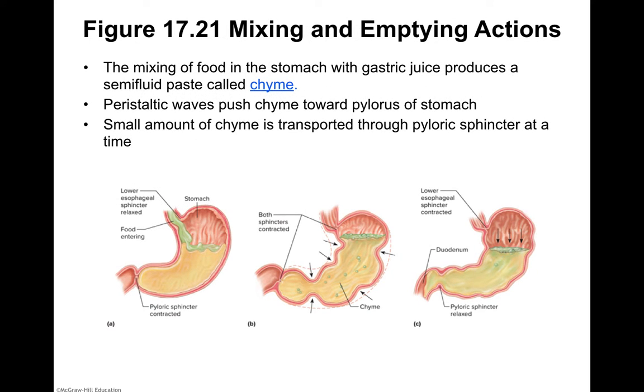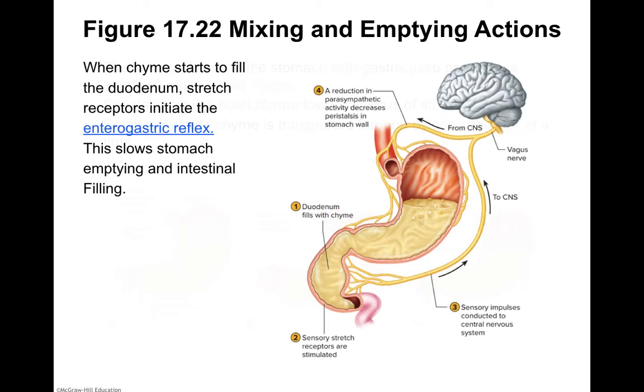Food in the stomach came in as a bolus, and now it's becoming a semi-fluid paste called chyme. Peristaltic waves push that chyme towards the pylorus, the pyloric sphincter of the stomach, and a little bit is squeezed through the pyloric sphincter at a time, kind of a squirt at a time. Chyme starts to fill the duodenum. That will initiate receptors that cause the enterogastric reflex, and that slows the stomach emptying into the intestines as they get full, so we don't overload anything.